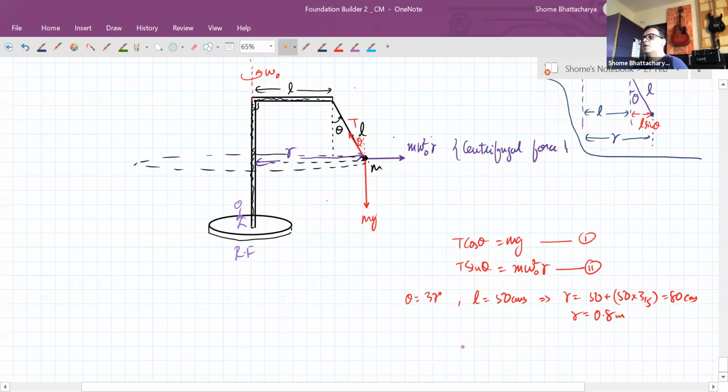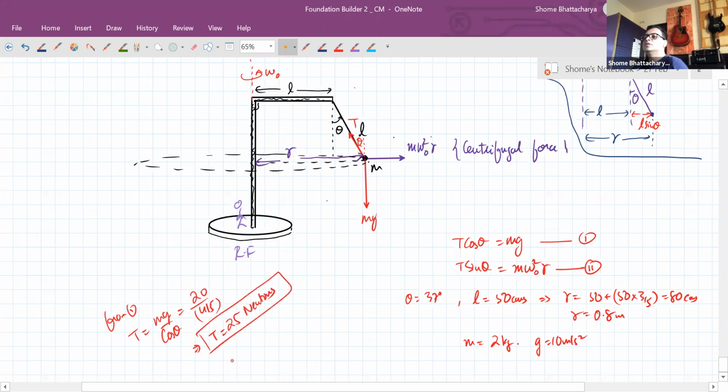And the mass of the particle was 2 kilograms. g is 10 meters per second square. So from equation 1, you can see that tension is mg by cos theta. So it is 20 divided by 4 by 5. Or the tension is equal to 25 newtons.